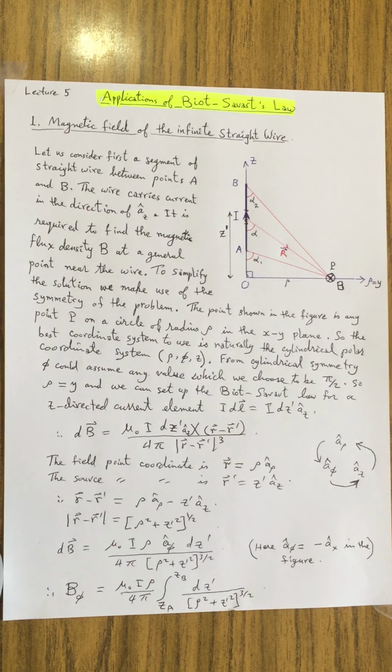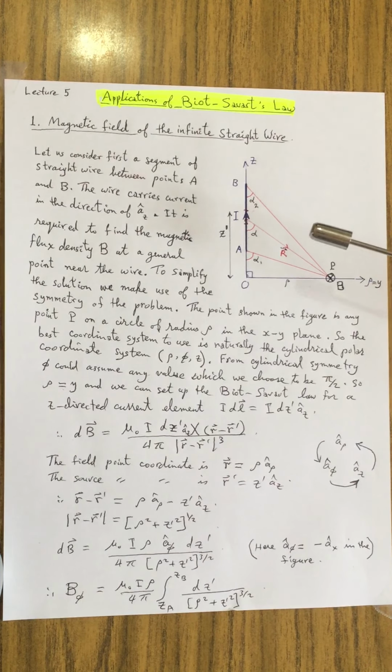So the best coordinate system to use is naturally the cylindrical polar coordinate system, ρ, phi, and z. From cylindrical symmetry, phi could assume any value, which we choose to be pi over 2. So ρ equals y in this figure, and we can set up the Biot-Savart law for a z-directed current element, I dL equal to I dz prime a_z.